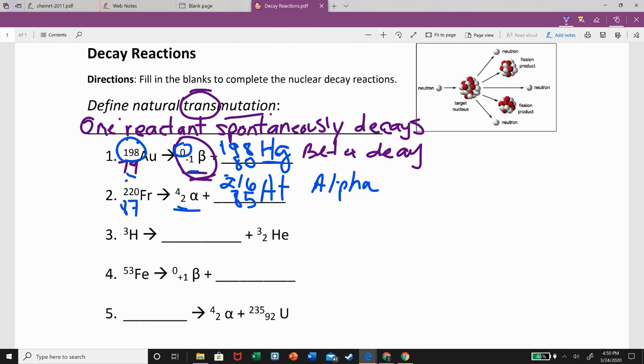Okay, so notice that this is not the same mass as astatine on the periodic table, right? Because these are isotopes, right? We have radioactive isotopes. All right, so now on our next one.